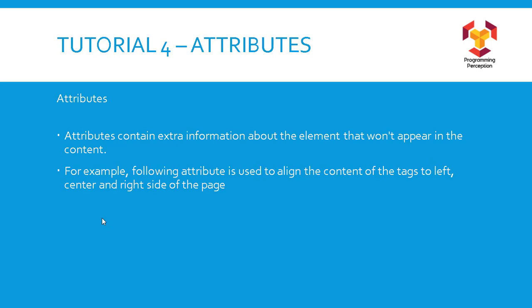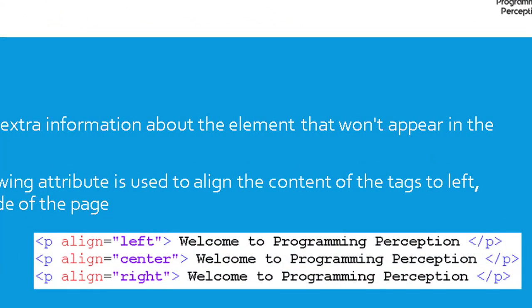Suppose we can show paragraphs with the help of the p tag, and the content will be shown as a paragraph, which we have already seen in our previous tutorial. But when we want to show that paragraph on the left, right, or center of the page, then we can take help of an attribute known as the align attribute, as shown here in the code. Clearly you can see this attribute is written within the tag and within the angular brackets itself. So with this we can make a paragraph appear on the left, on the center, or on the right side of the page.